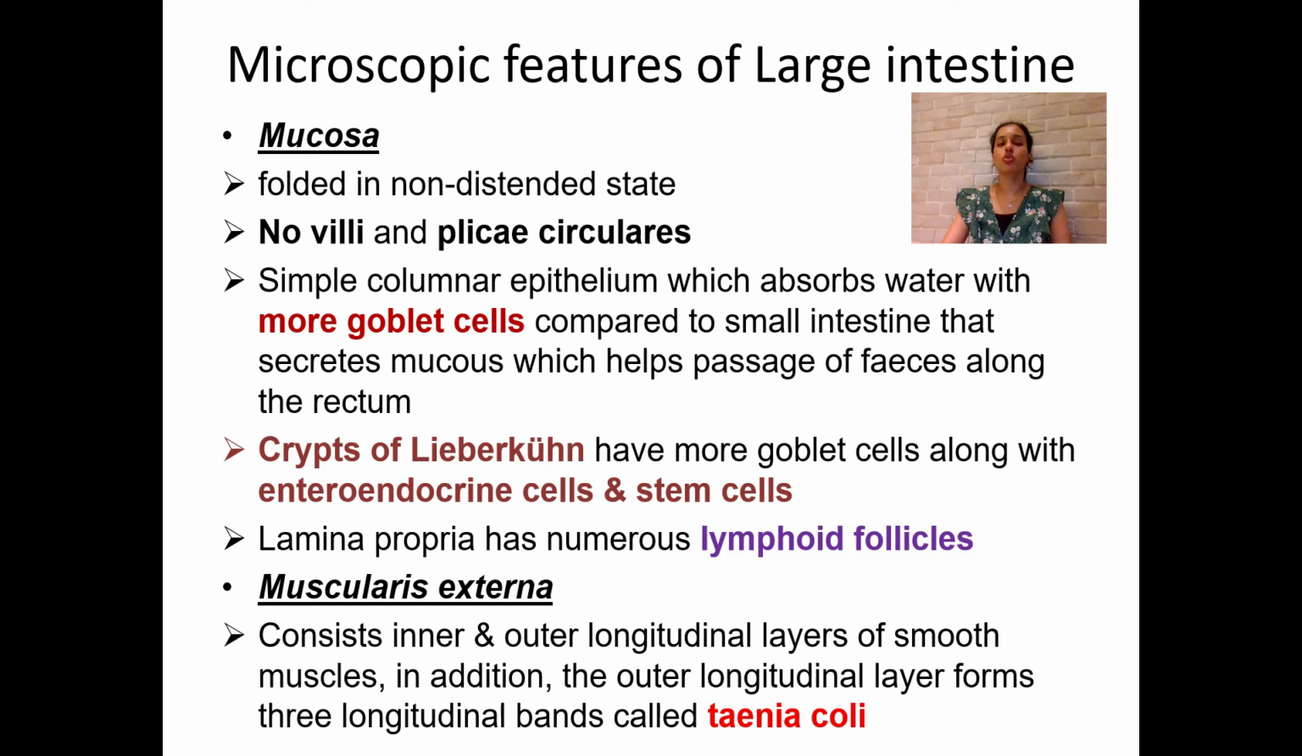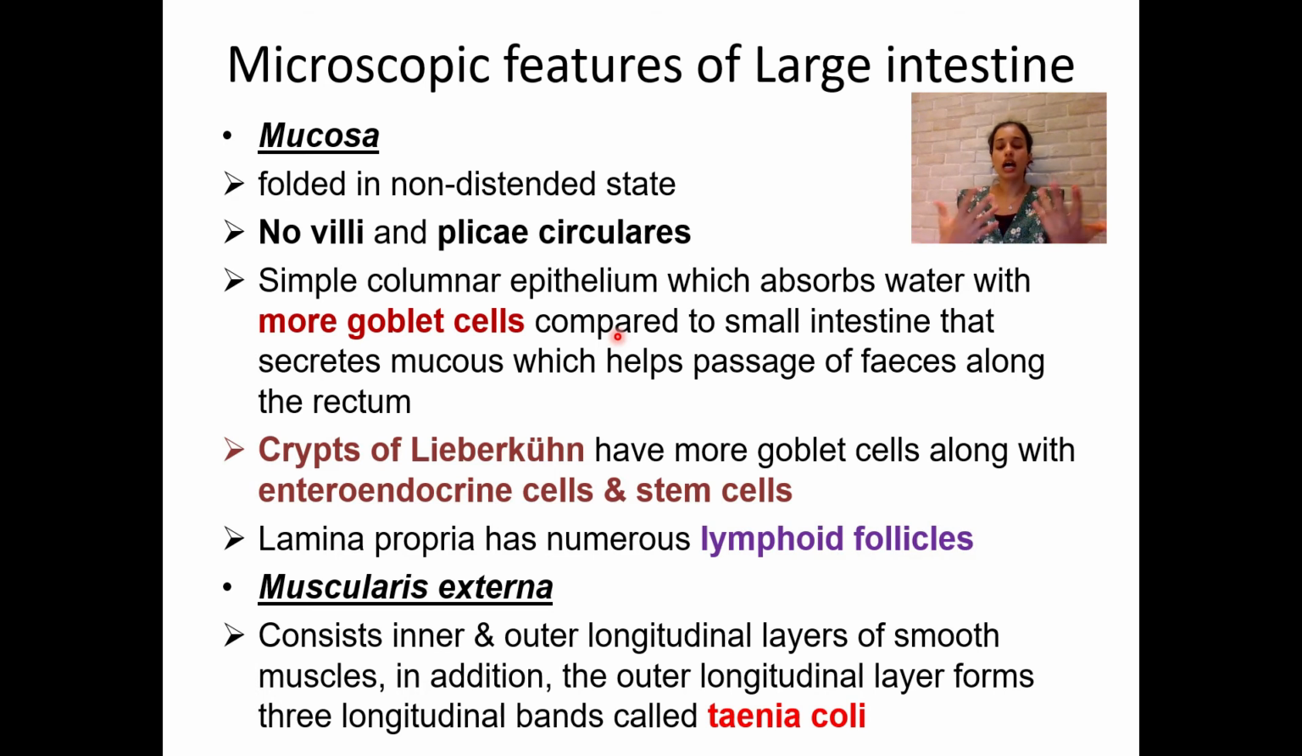So the mucosa is folded, so it's in the non-distended state, and no villi and plicae circulares. They have simple columnar epithelium. So here they are called colonocytes. Okay, so their main function is to absorb water. So here only absorption of water takes place, and there will be formation of fecal matter.